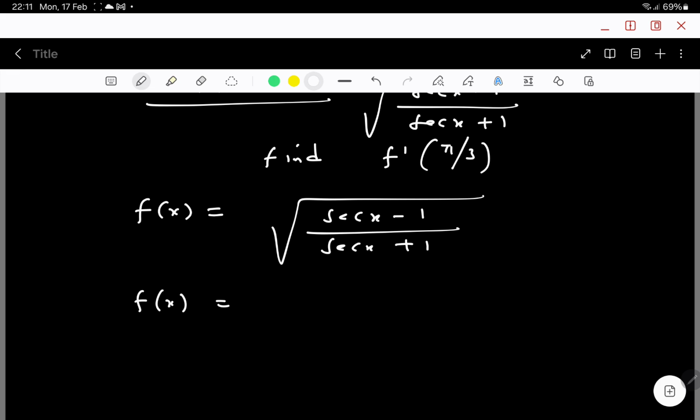Now don't differentiate as it is. First we change into cos x, because we know secant x is 1 by cos x. After change to cos x, we use this formula: 1 minus cos x is 2 sin square x by 2. So remember all trigonometry formulas.